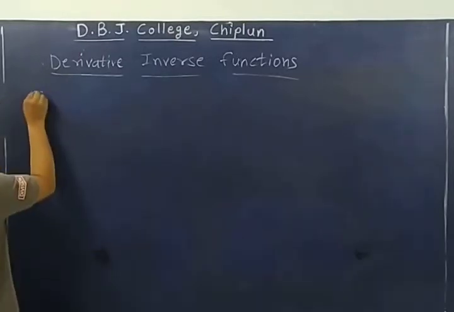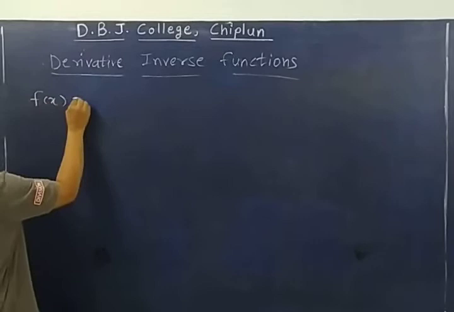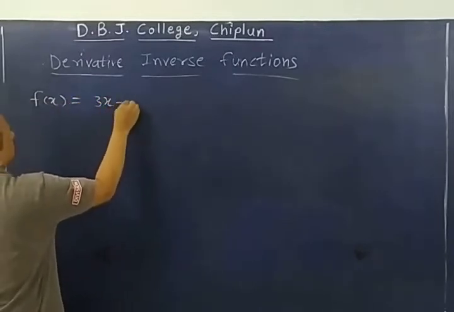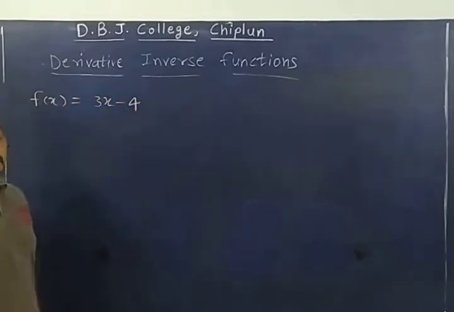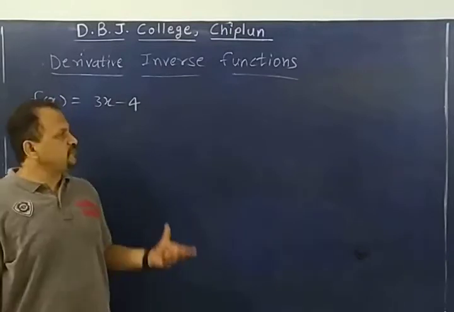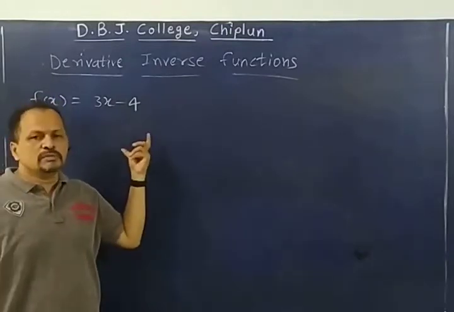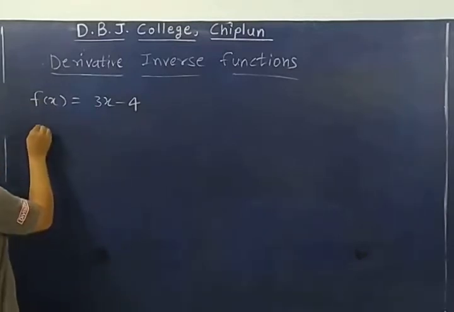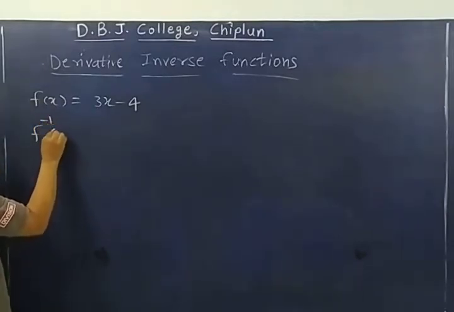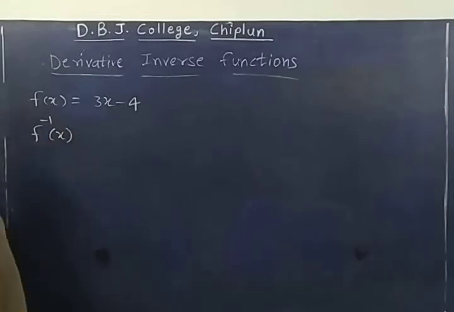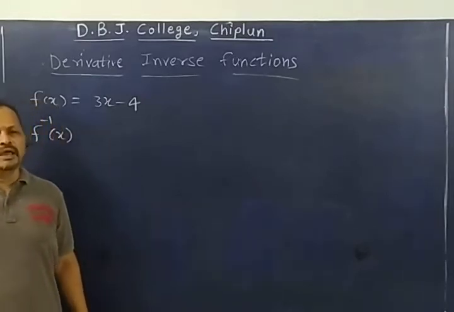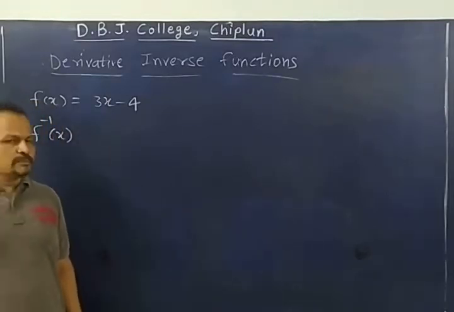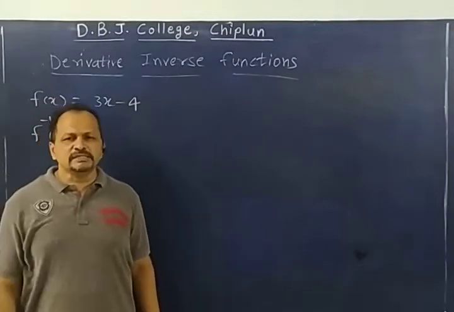Suppose f(x) is equal to 3x minus 4. This is a function defined for all real numbers x. Can you find f inverse x? The procedure is very simple.